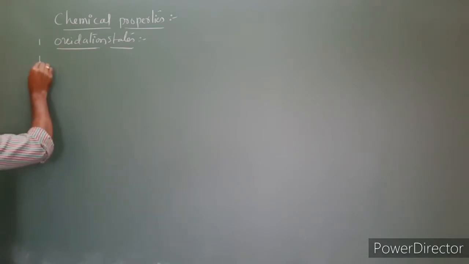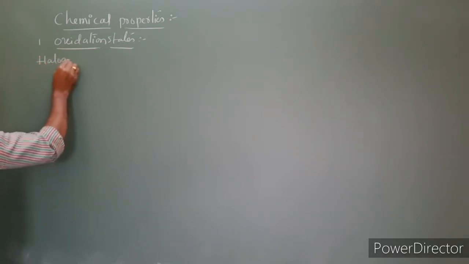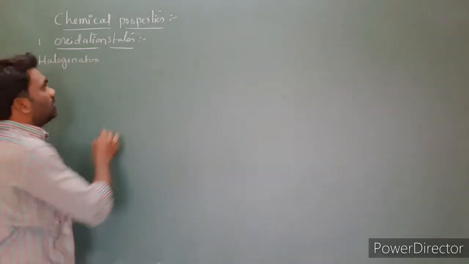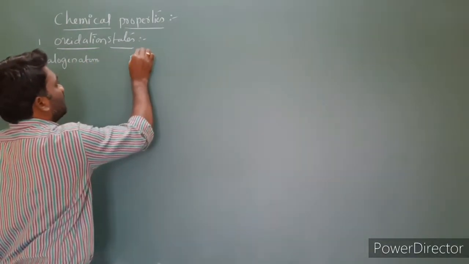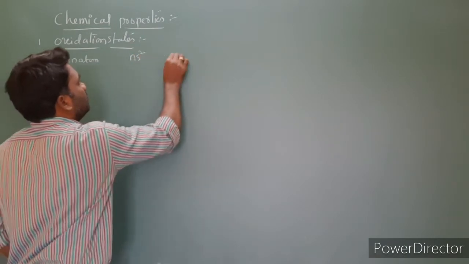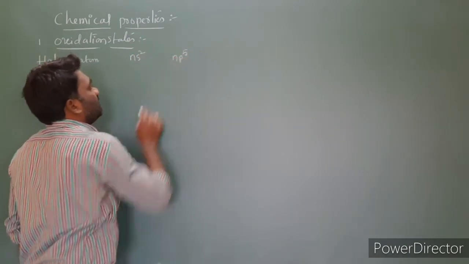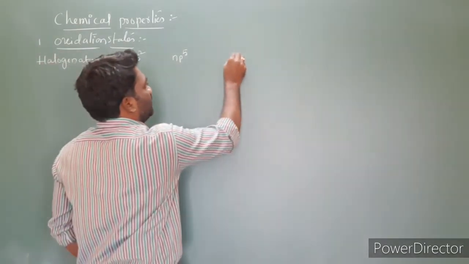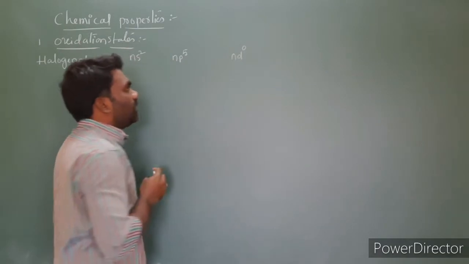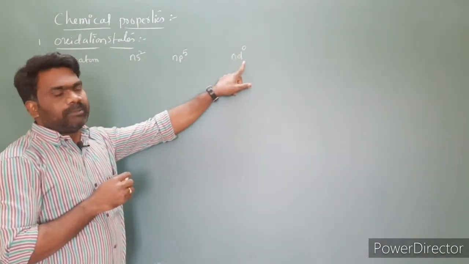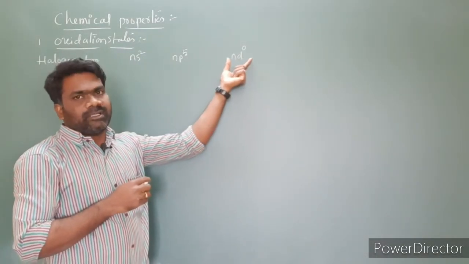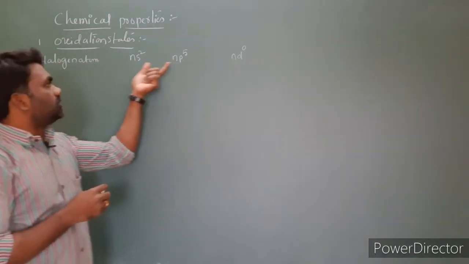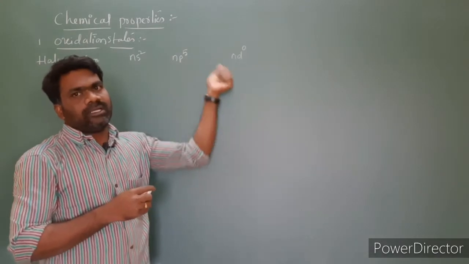So I am taking a halogen atom and writing its general electron configuration. The general electron configuration of halogen is ns2 np5 nd0. That means there is no electron in the d orbital, so the d orbital is absent in fluorine.